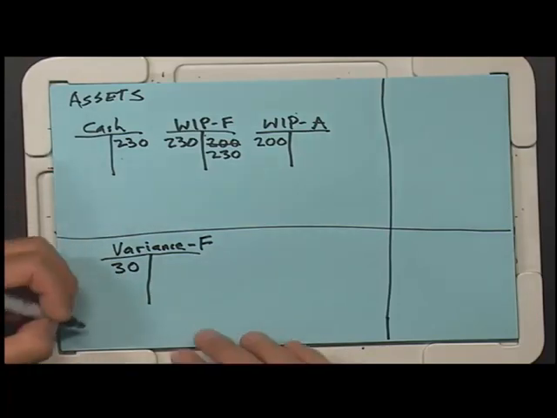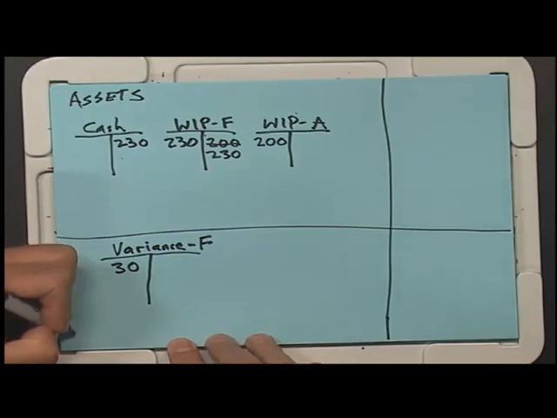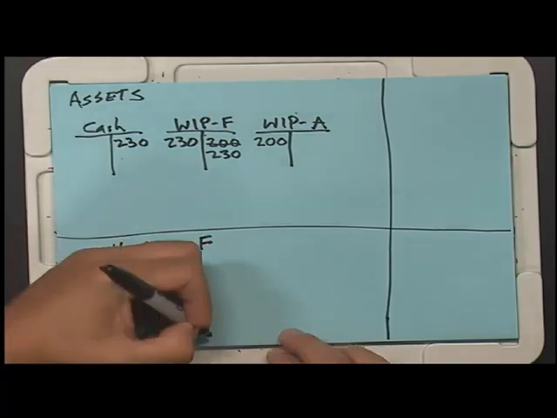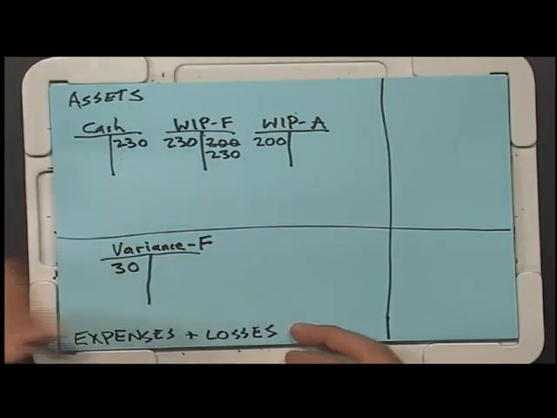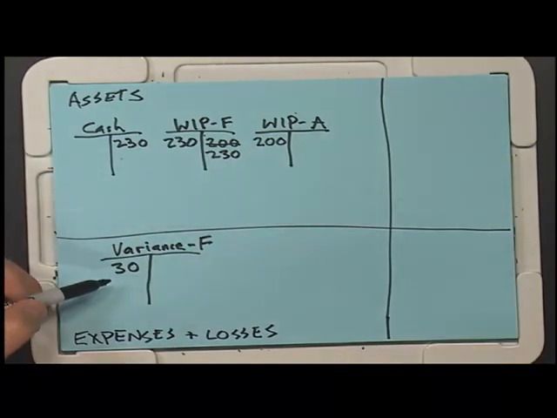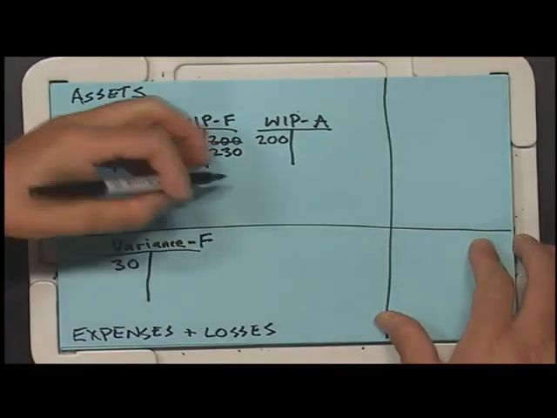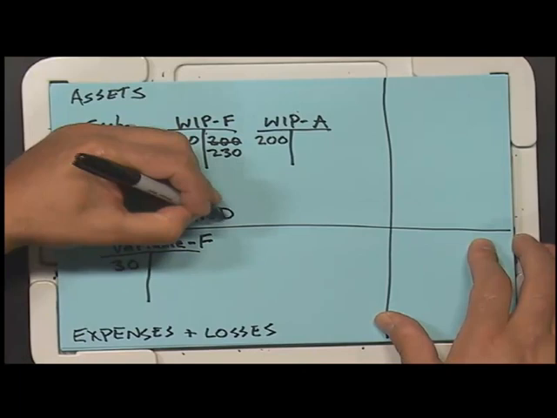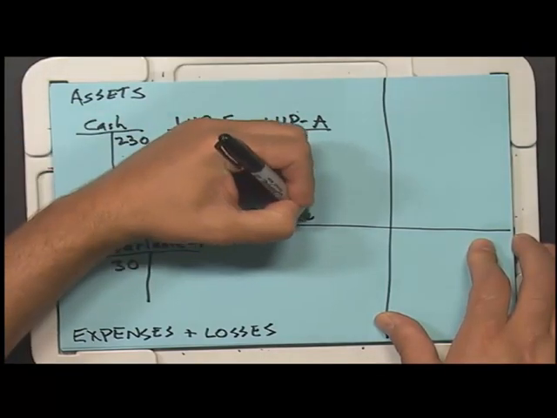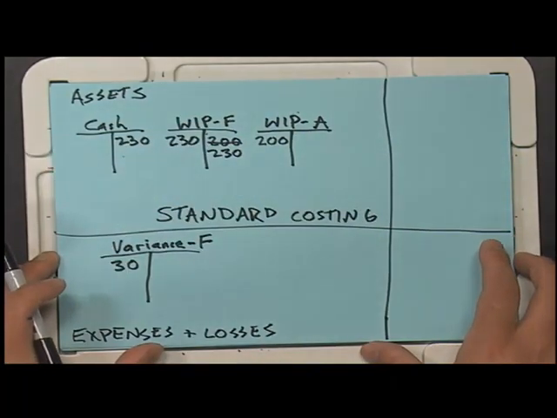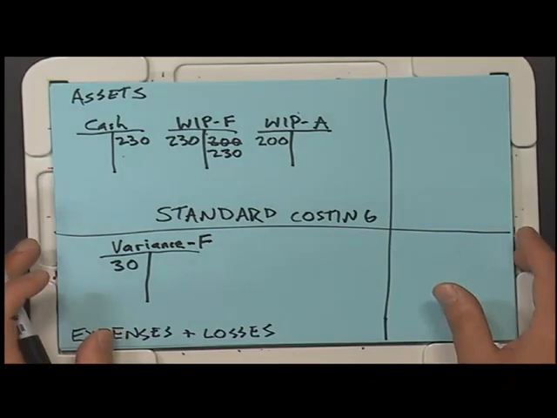Now, this is a debit, so what we have over here are expenses and losses. That's the lower left part of the Queen's Cross. So this is either an expense or a loss. The one thing it definitely isn't is an asset, and that's a good thing. Okay, what we're saying when we use standard costing is that if we spend too much to produce something, we haven't increased our assets, we've actually lost money.